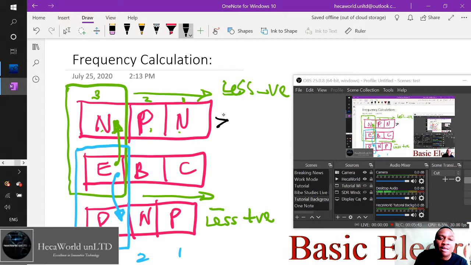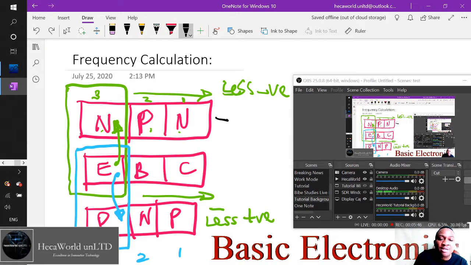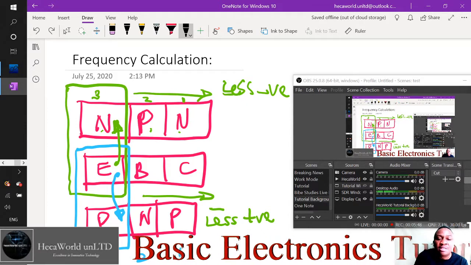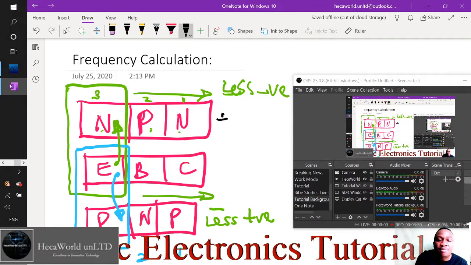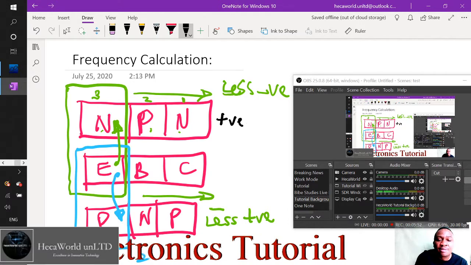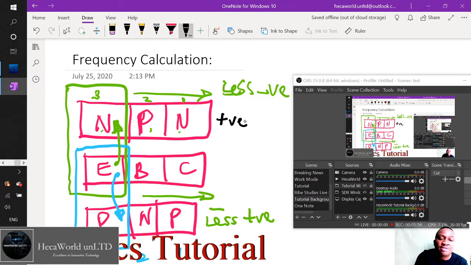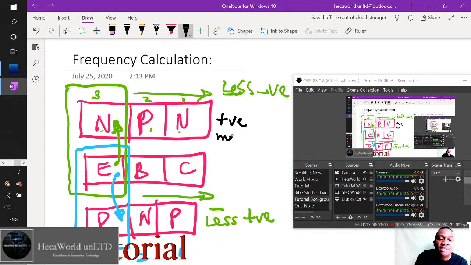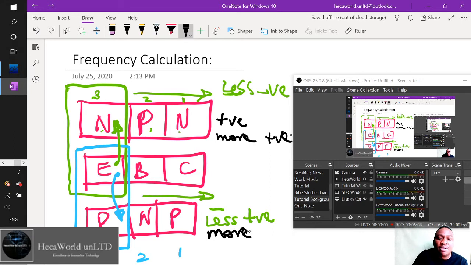This looks like a greater or equal sign, but that's not what we meant. So it's increasing positivity, more positive, or less negative. In this way, it's less positive or more negative, right?